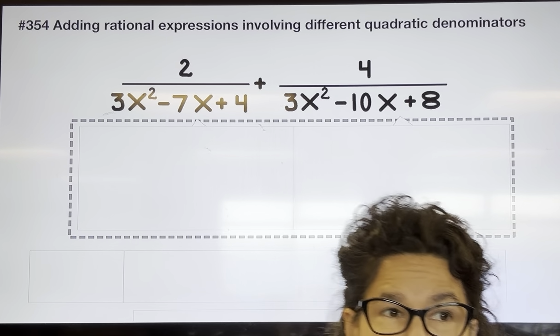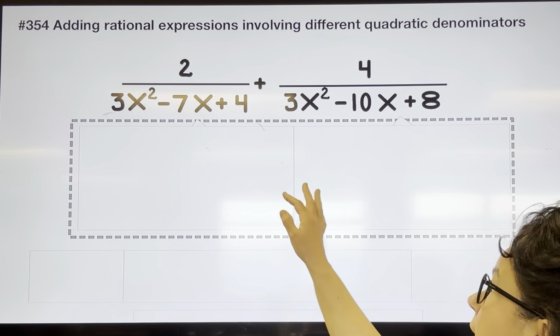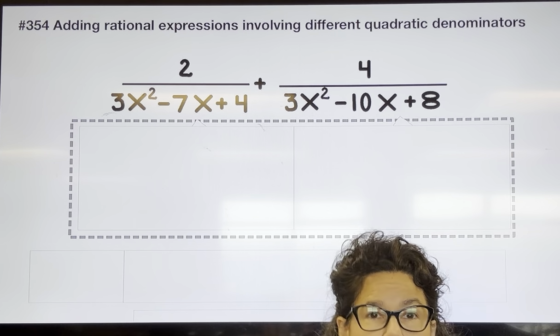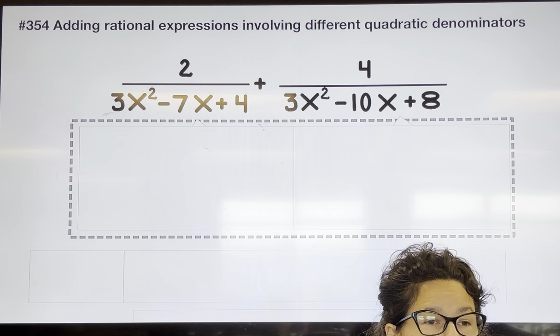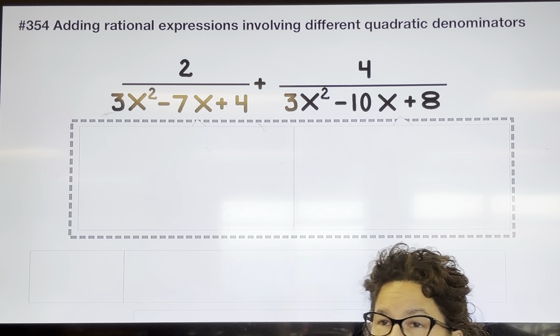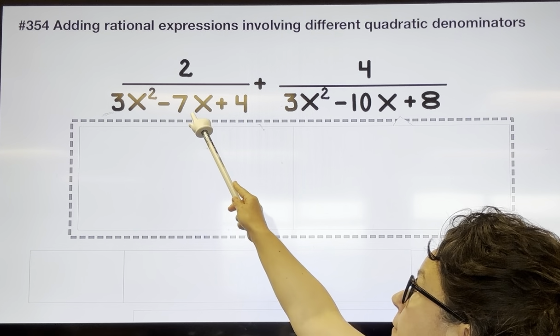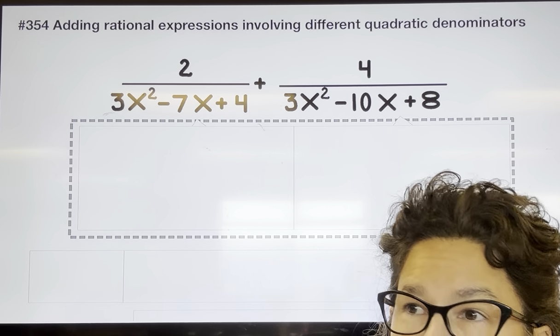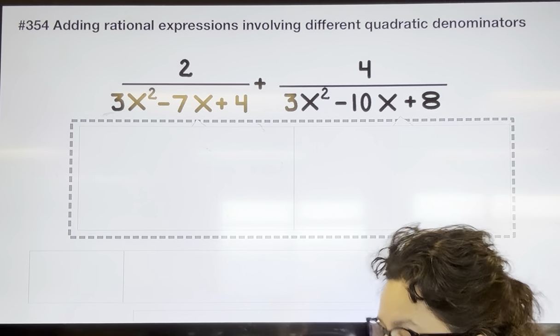We want to add the fractions. Remember, when you want to add fractions, you need a common denominator. To find that common denominator, we need to figure out what the denominators are made out of. In other words, we need to factor both of these denominators. So a quick review of factoring to begin with, starting with this denominator, 3x squared minus 7x plus 4.